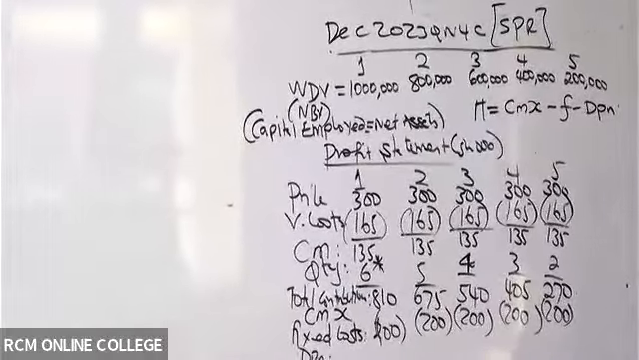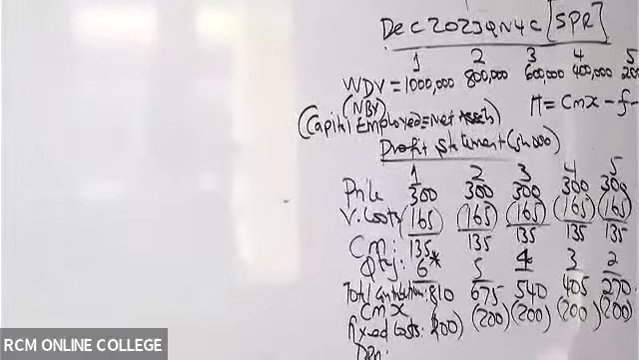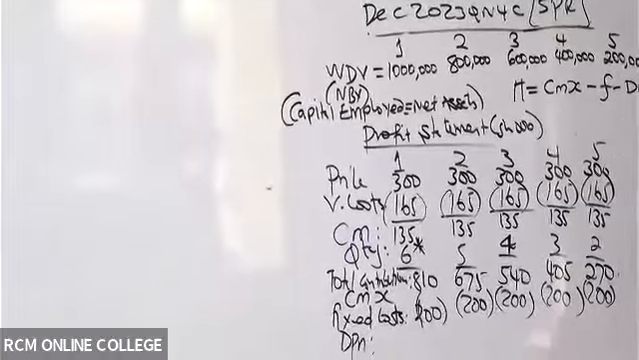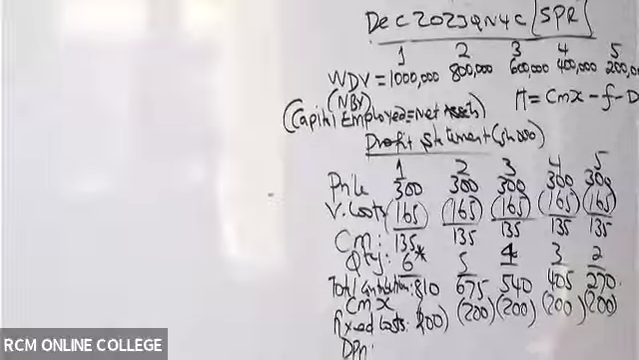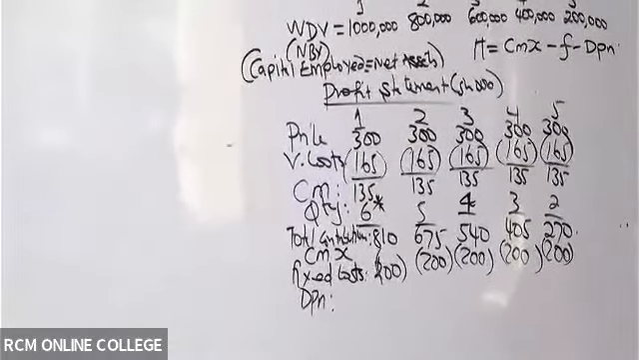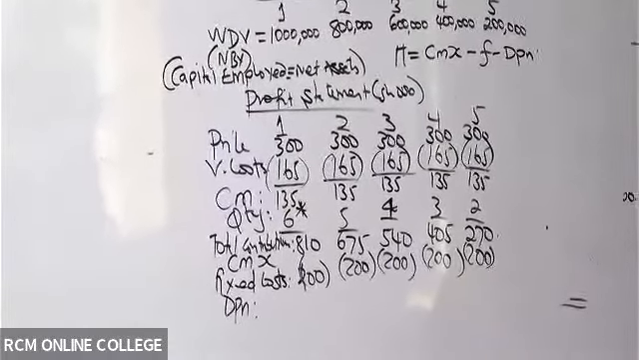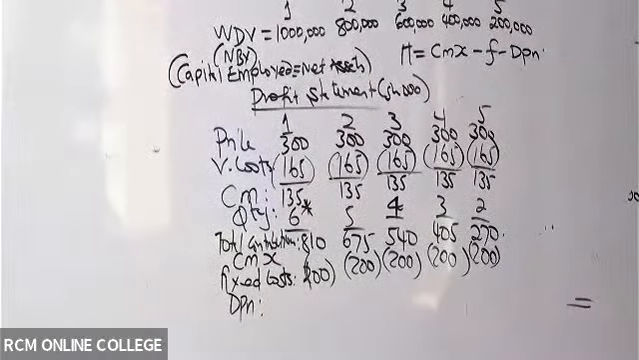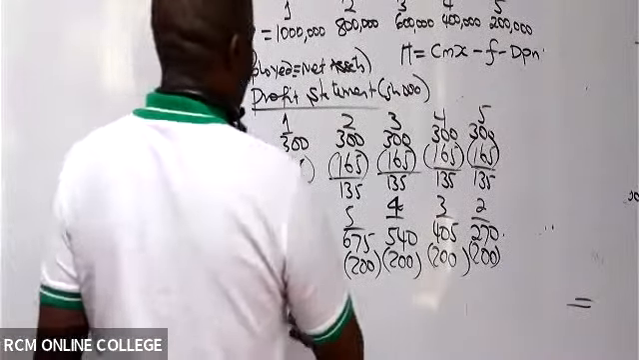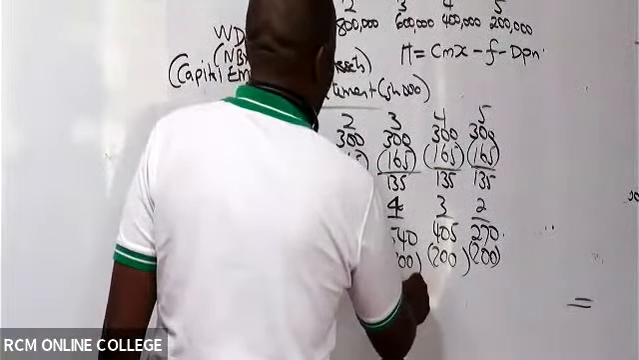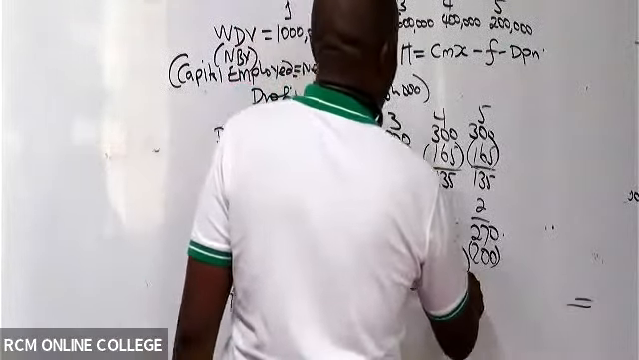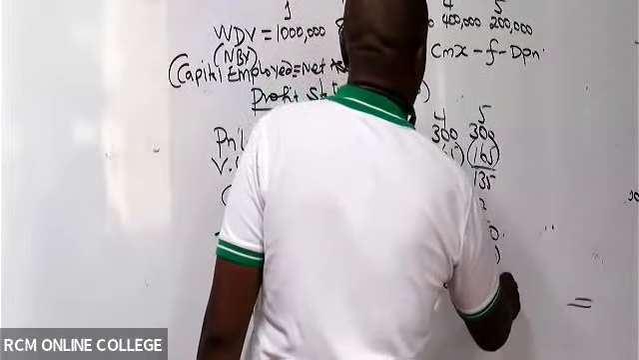Are you able to remember the depreciation, my good students? Depreciation is 200 as well. We calculated it. Depreciation was 200. So we have 200, 200, 200 there. Then we have 200 there.